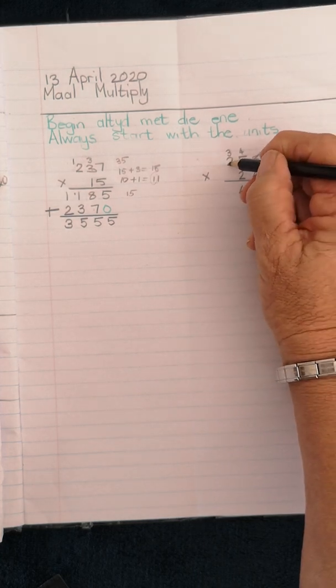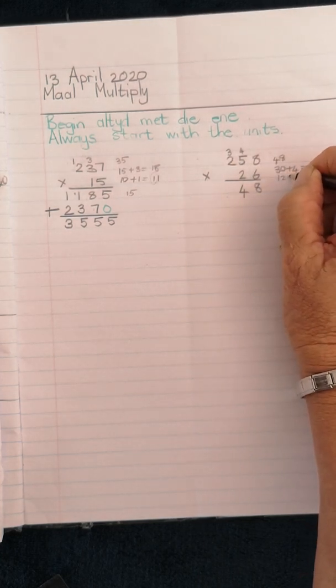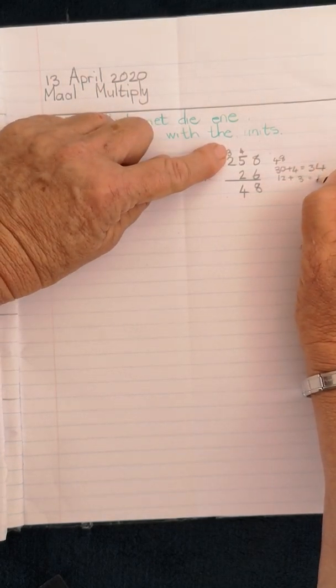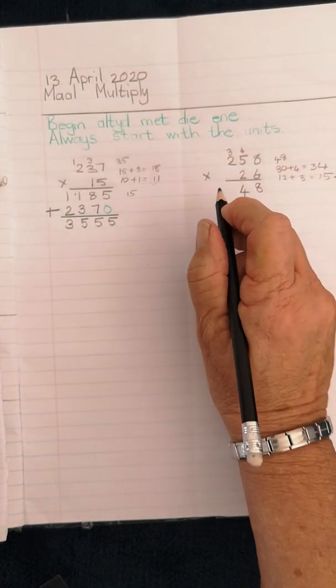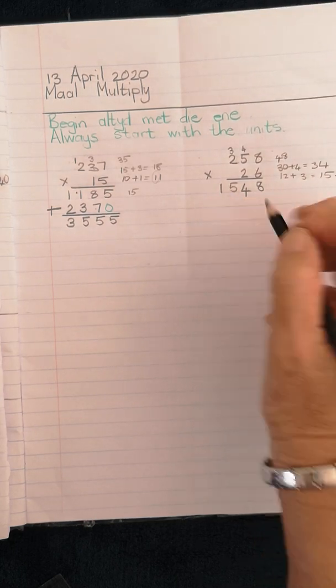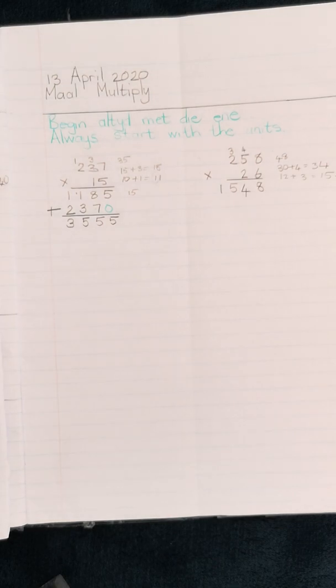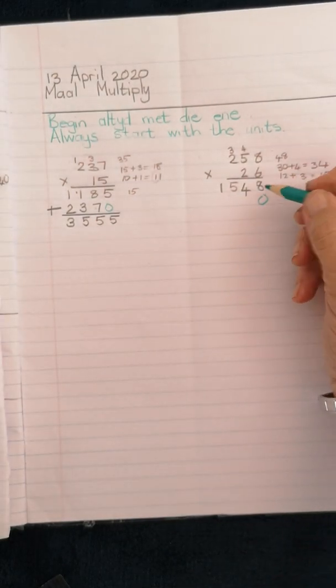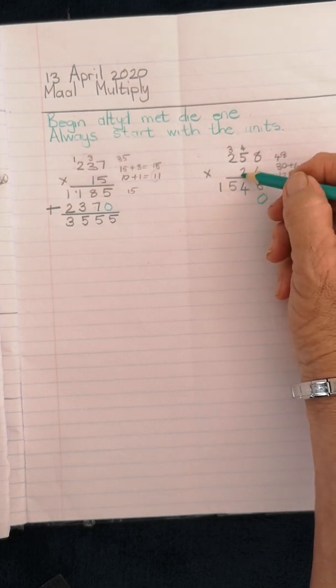6 times 2 is 12, plus the 3 is 15. Then you have the 0 again. Why? Because we're going to start using the tens.